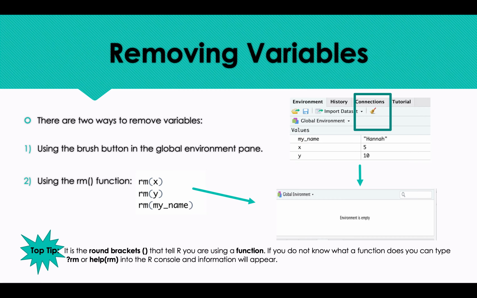Another useful tip is that round brackets, like in the above example, tell R that you're using a function. And if you don't know what a function does, you can type a question mark and then the function name, or help and in brackets the function name into the R console, and information will appear in the bottom right hand corner of the screen, the same pane where the graphs go.